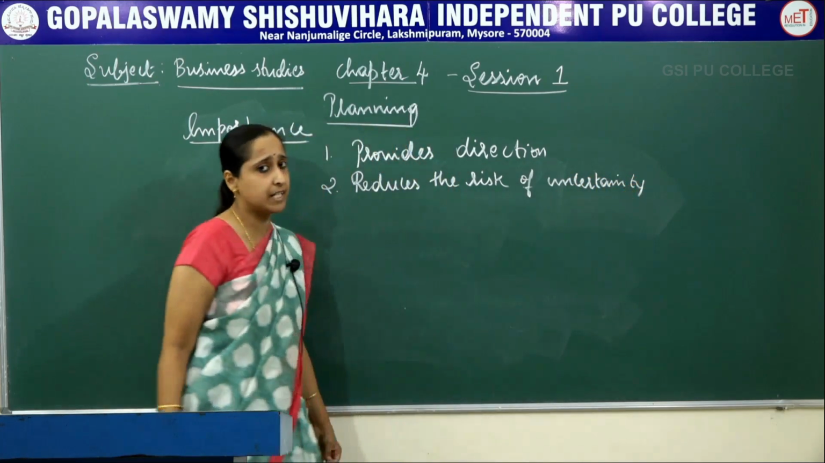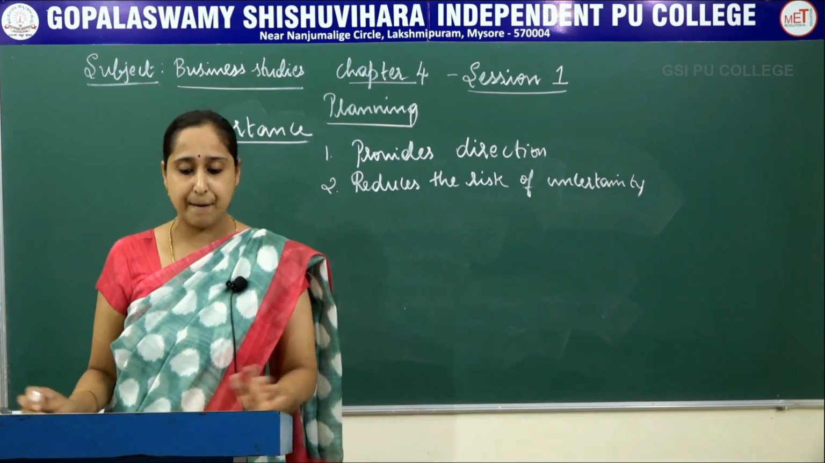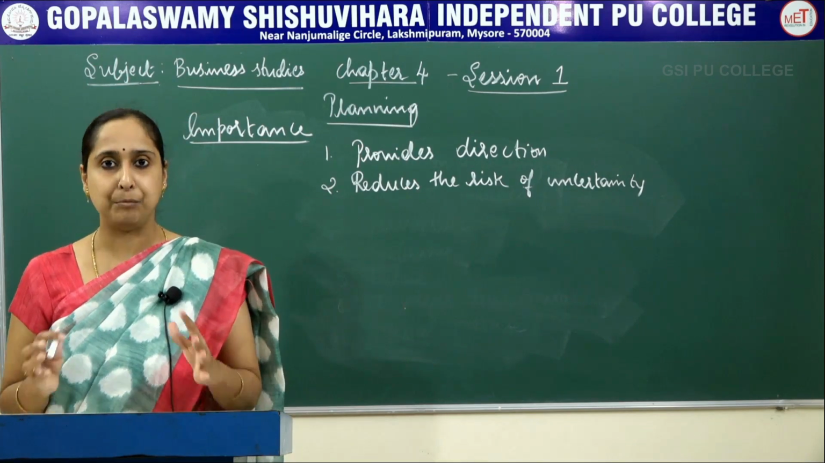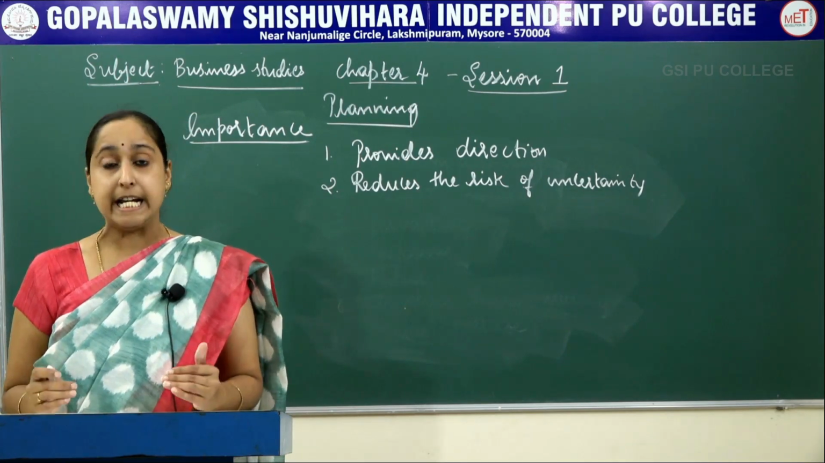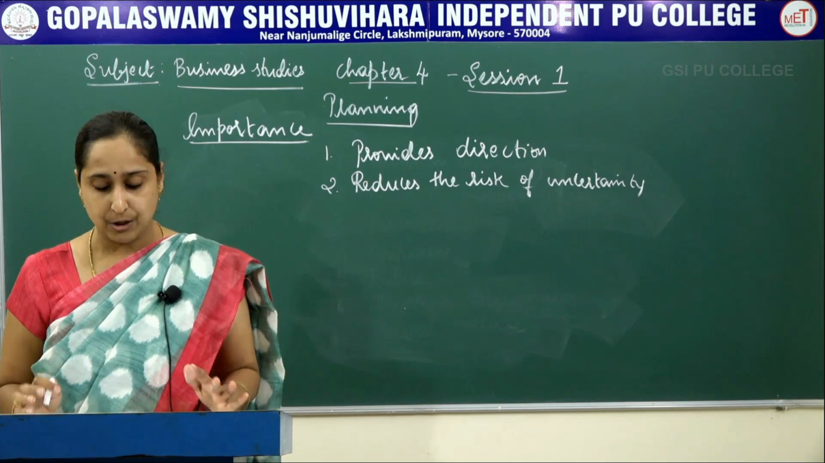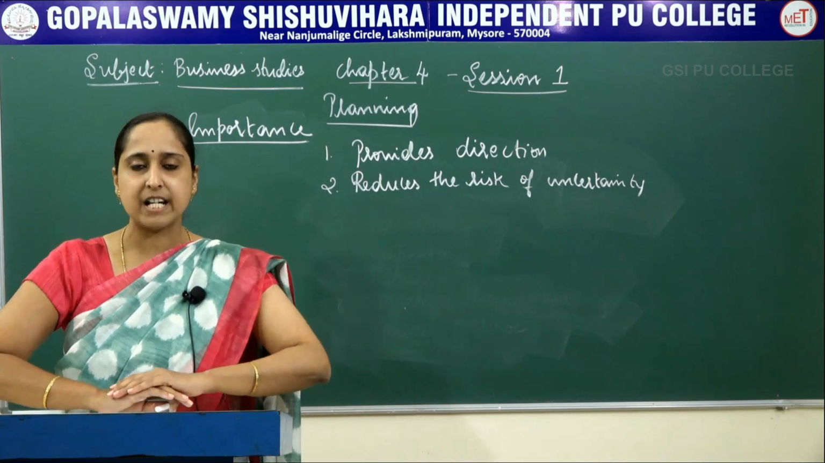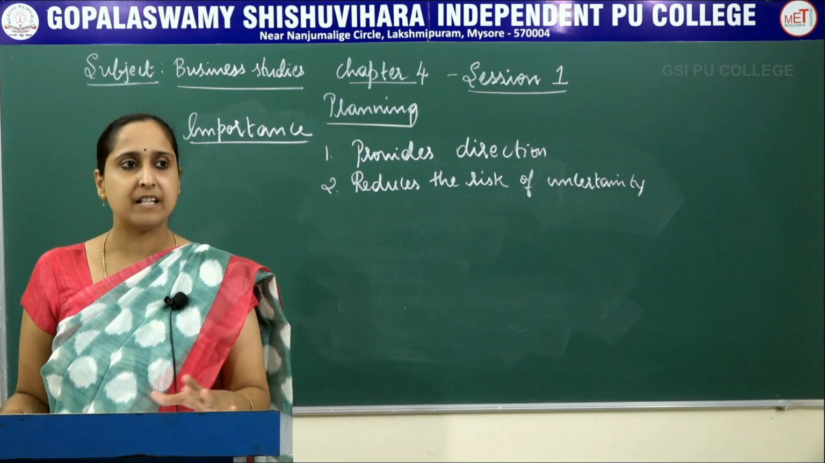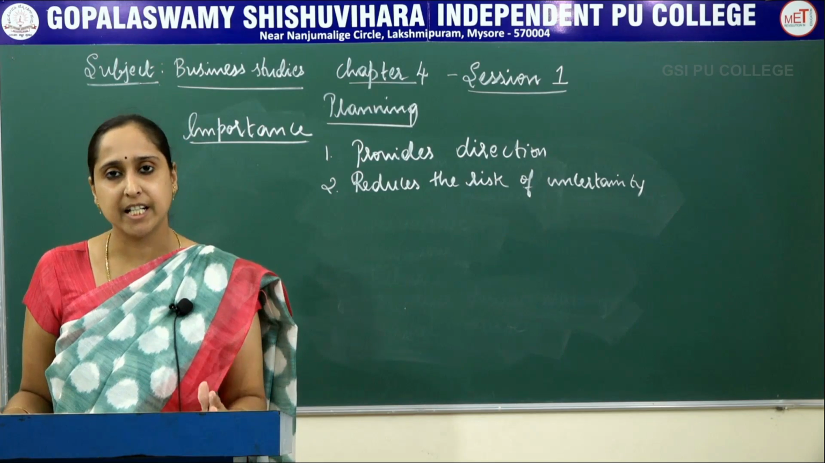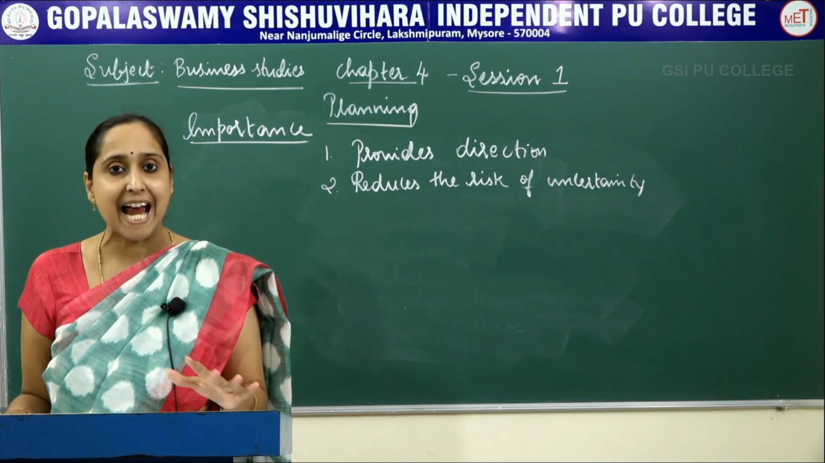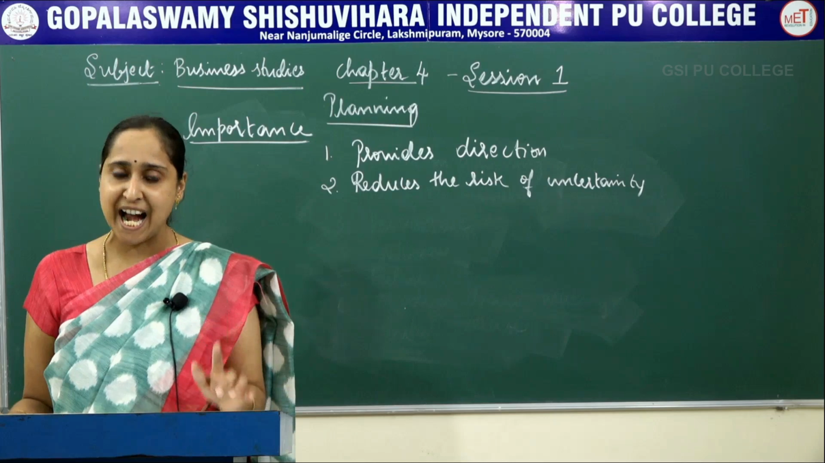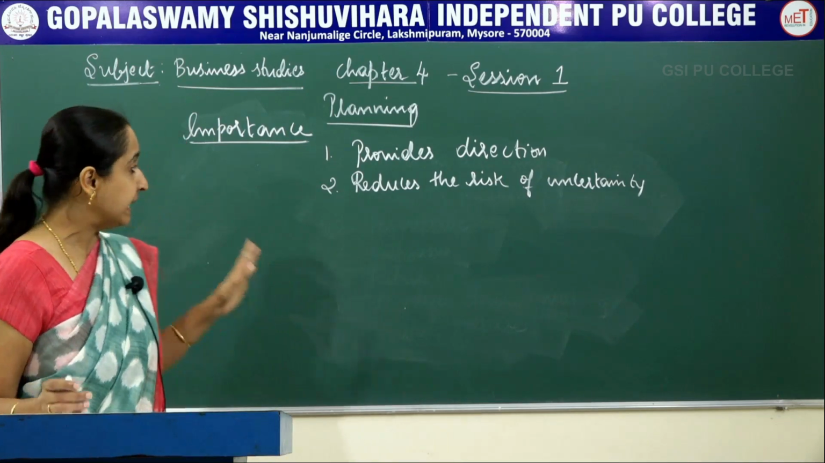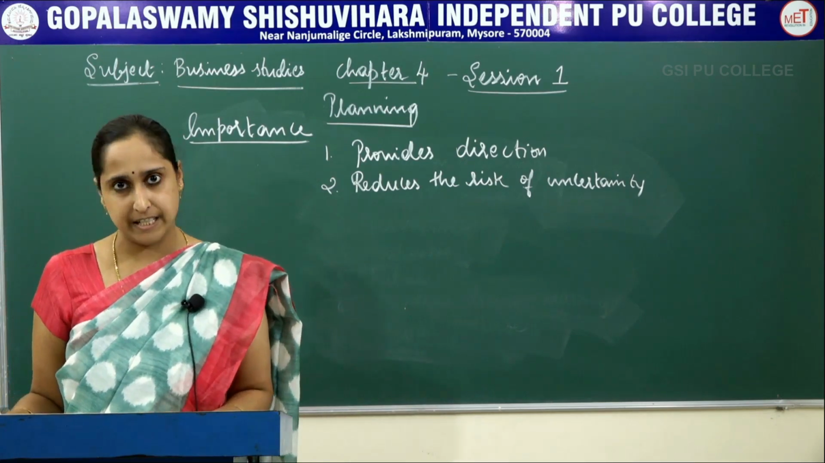Next one, it reduces the risk of uncertainty. The future itself is uncertain. We don't know, anything may happen. So a business has to work in an environment which is uncertain. Planning helps the organization in assessing the future. Changes and uncertainties cannot be eliminated, but they can be anticipated and remedial actions can be developed. So planning reduces the risk of uncertainty.